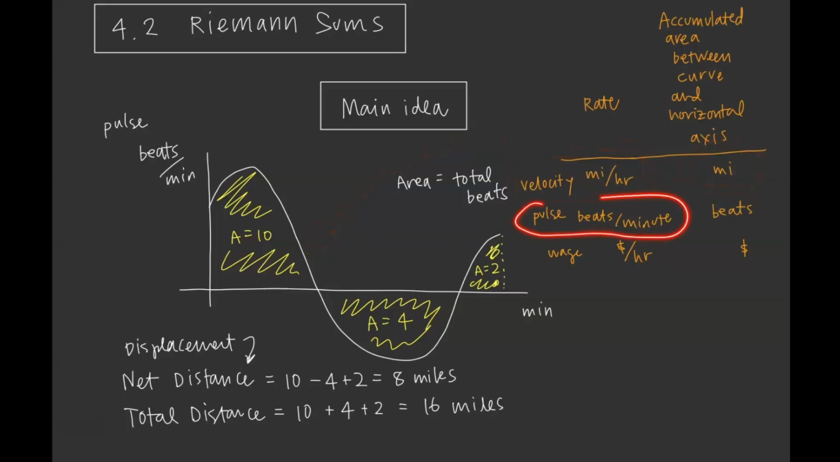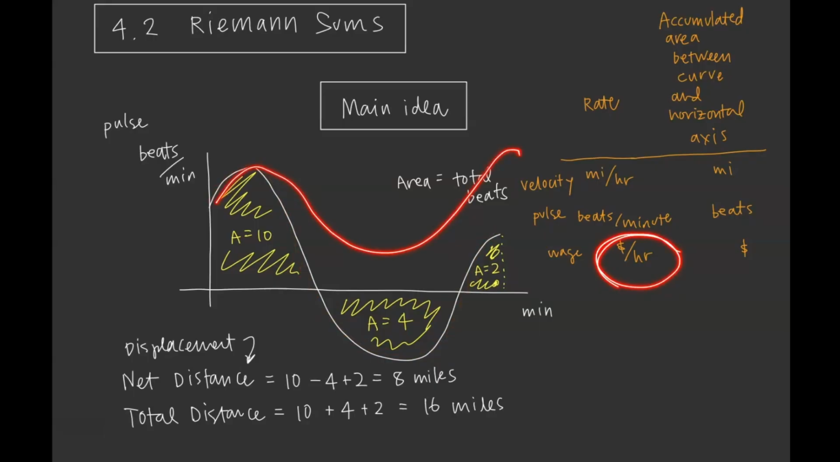If you had a curve that was counting pulse, your beats per minute, then the area between the curve and the horizontal axis will be counting those number of beats. Of course, you wouldn't have negative beats in that case. If you had a curve that was representing your wage, again, you wouldn't have a negative wage, but maybe your wage was something like this, measured in dollars per hour, and you wanted to find out how many total dollars you were going to be making, then you add up the area under the curve. So this is the idea that if we want to find the accumulation of the thing that the rate is counting, then we take the area between the curve and the horizontal axis.